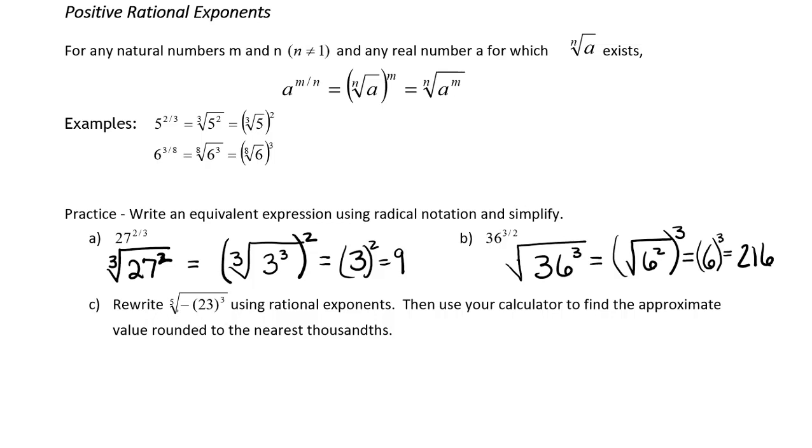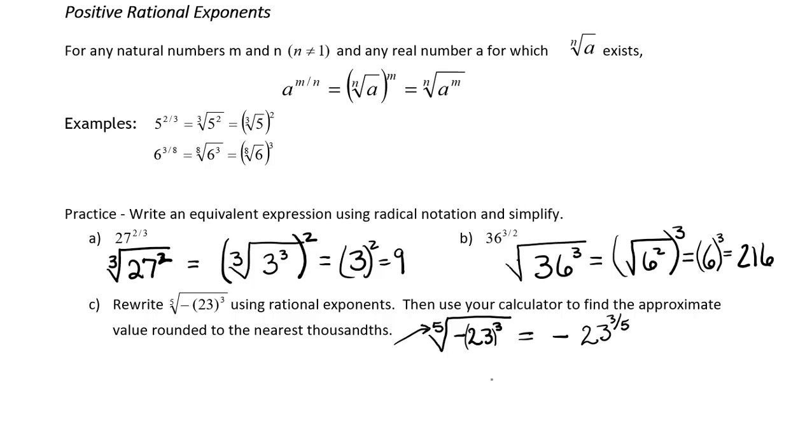Lastly, we're asked to rewrite the fifth root of negative 23 raised to the third using rational exponents. Then you use your calculator to find the approximate value rounded to the nearest thousandth. Well, we know that any odd root will give us a negative output. So this is the same as the fifth root of negative 23 to the third. If I rewrite this, I know that it will come out as a negative number. I also know that 23 is raised to the third power, and the index becomes the denominator. So 5 is the denominator, and it originally was the index.